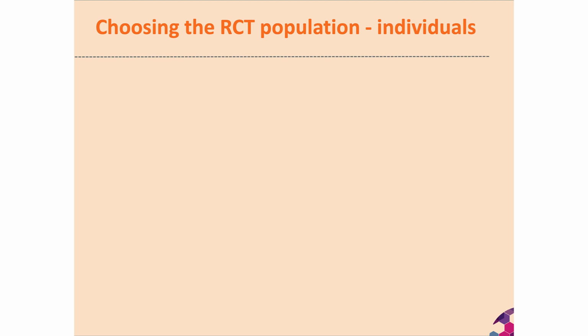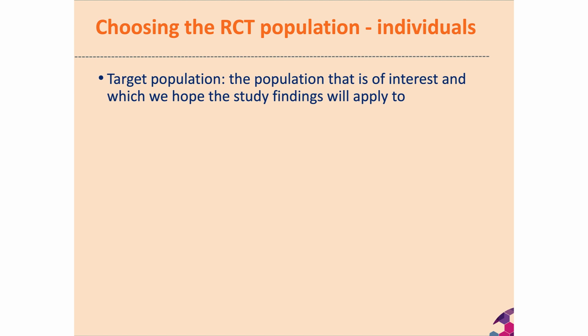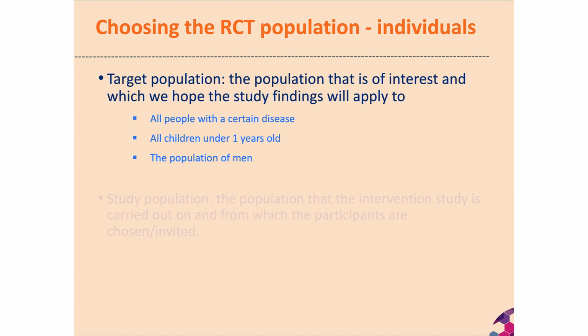So how do we choose a RCT population? Well, at the individual level, we start with a target population, the population that is of interest and that we hope to study and apply the findings of our randomized controlled trial to. It could be all people with a certain disease, such as hypertension, high blood pressure. It could be people of a certain age, like all children under 1 year old. Or it could be by ethnicity or sex or some other characteristic of the people in that target population.